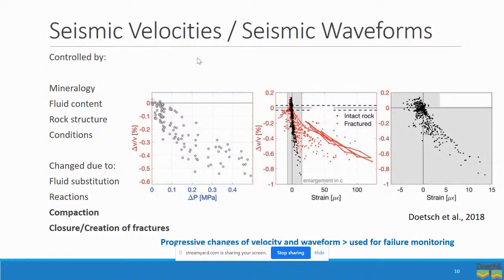Deformation does the same. If your rock is decompacting, your velocities might increase. Your seismic amplitudes might also increase. And the same would be by closure or creation of fractures over time that might change the velocities and the amplitudes of the seismic wave that travel through that. And it's those changes in velocity and changes in waveform over time that we use in the laboratory to monitor the failure in the material.